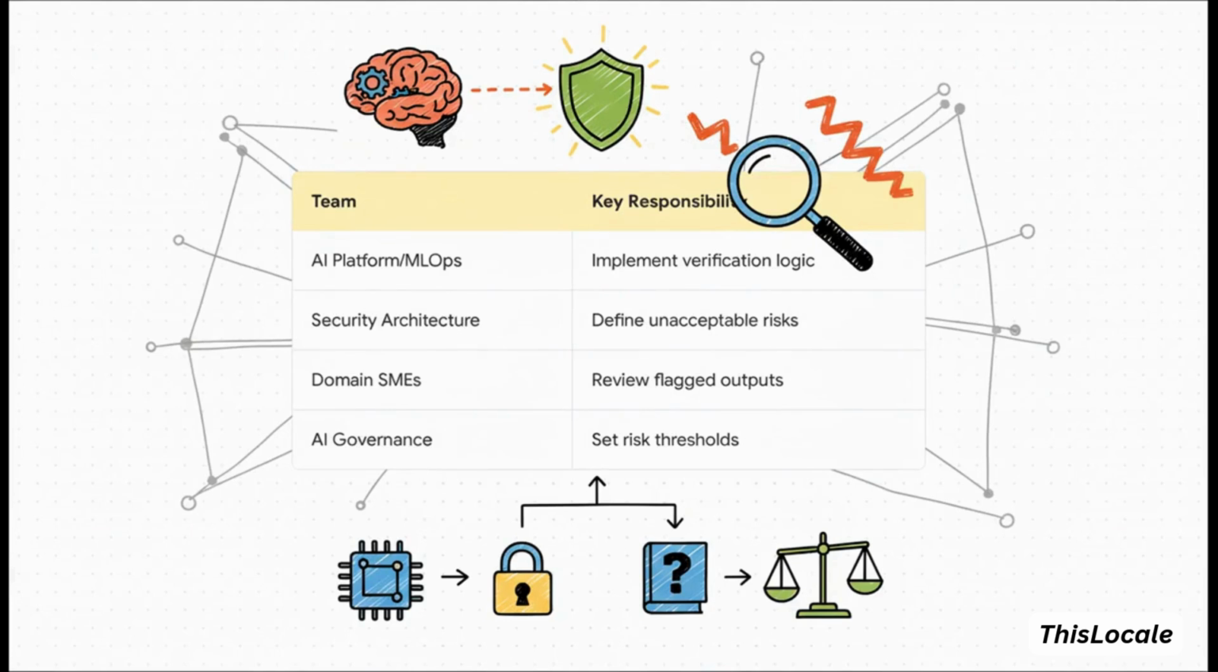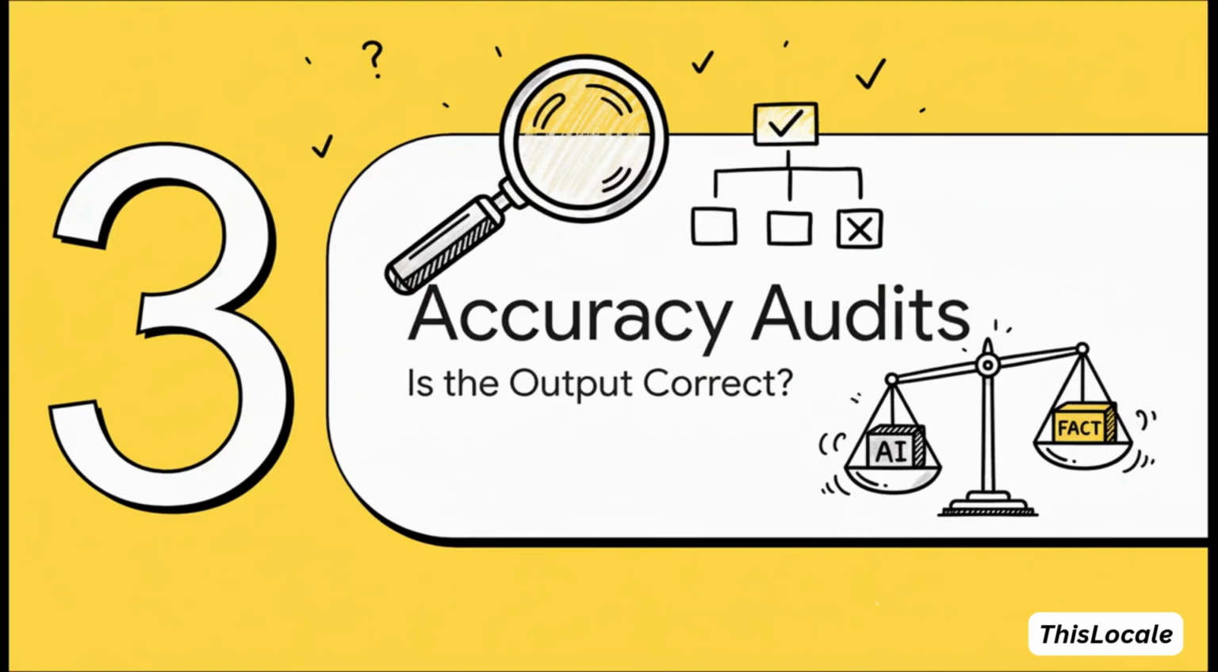Now, stopping hallucinations isn't just a job for the AI team. It's a total company-wide effort. The AI platform team, sure, they built the technical checks, but it's the security team that draws the red lines. It's the subject matter experts who review the flagged content, and it's governance that sets the ultimate risk threshold for the business. This leads us right into our second pillar, accuracy.